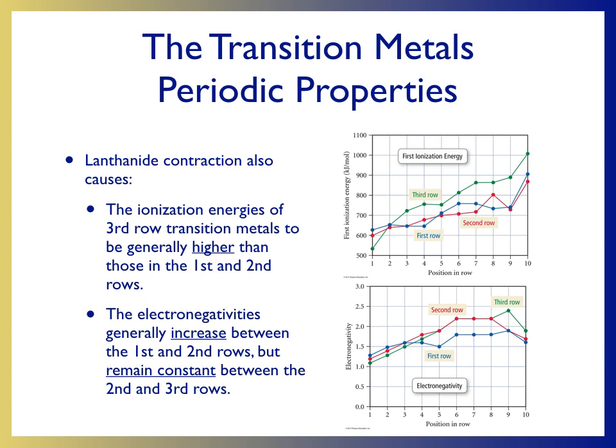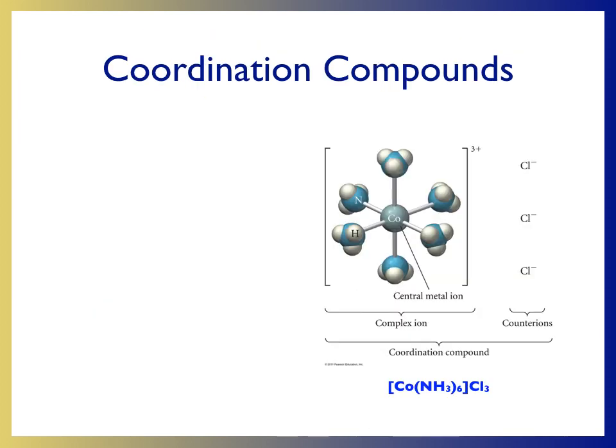Now that we've talked about some periodic properties of the transition metals, let's take a look at how transition metals react with other elements. Although there's lots of interesting transition metal chemistry, we're going to start with the simplest and something that we're slightly familiar with already, and that is the formation of complex ions between transition metal elements and multiple types of molecules called ligands. Transition metal elements tend to form coordination compounds. A coordination compound is basically an ionic compound in which one of the ions is a complex ion.